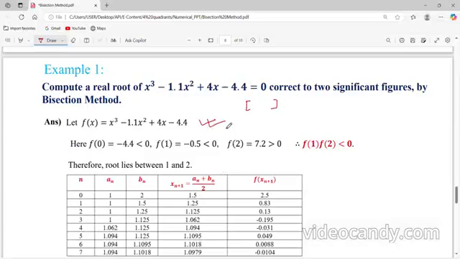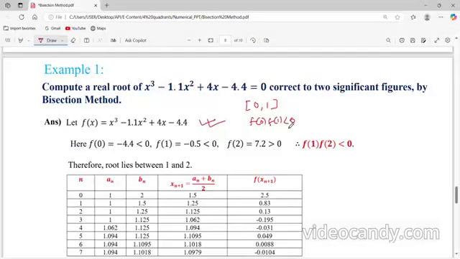And how do you find it? Since we are going to find the smallest positive root, if the interval is not given we always start from 0 to 1. After that, we check the condition: f of 0 times f of 1 less than 0. If the condition is satisfied, then we take the interval. Otherwise, we go for the next interval, incrementing by 1.